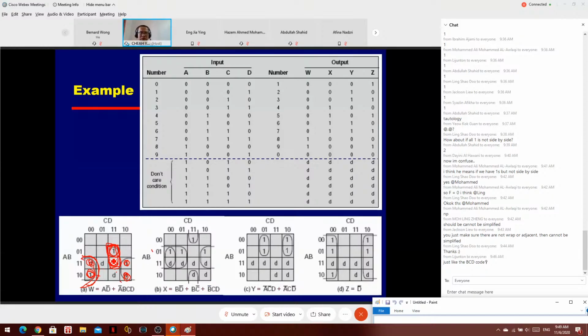Okay, right. So similarly for functions X, Y, and Z, we do the same thing. In this case, we don't just do this square, but we can actually do a wrap around on this side. And remember, there might be different combinations of groupings. But just remember the grouping must be as big as possible. All right, that's the main objective.